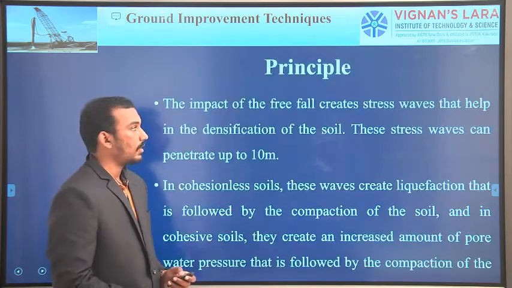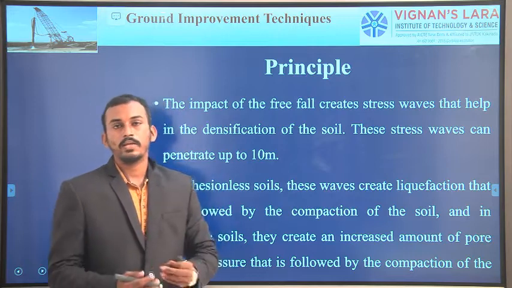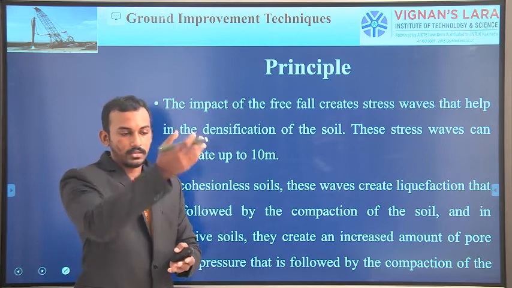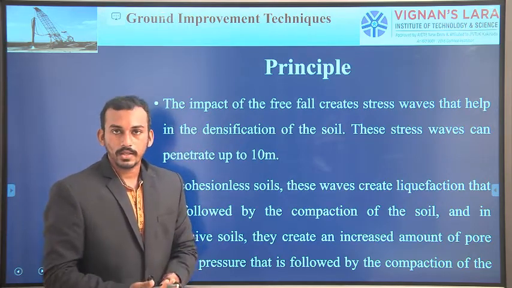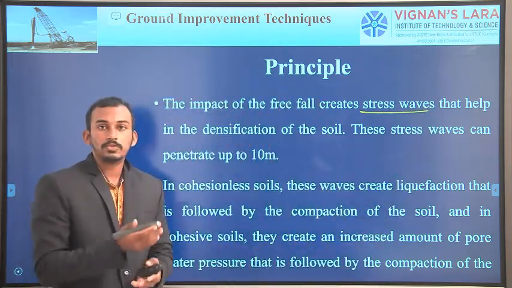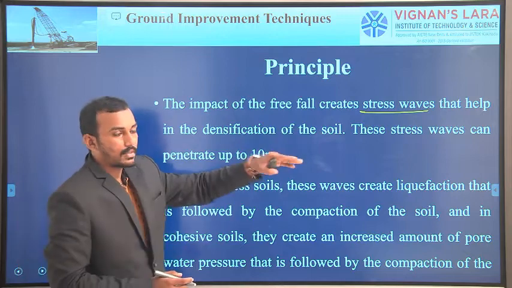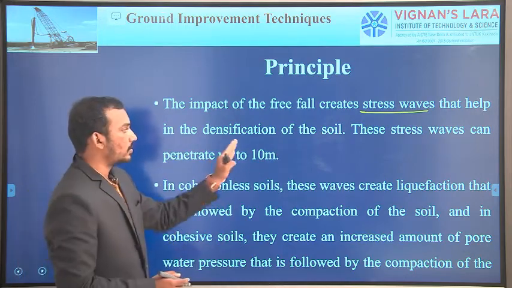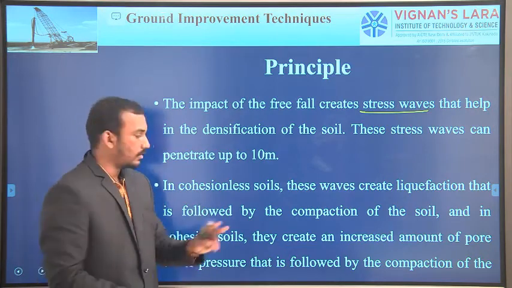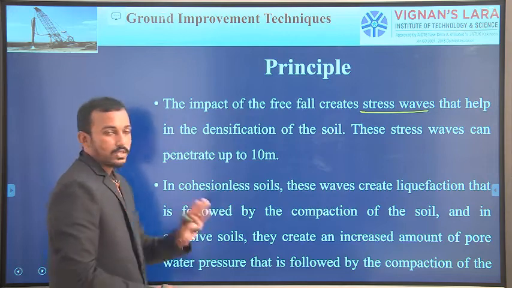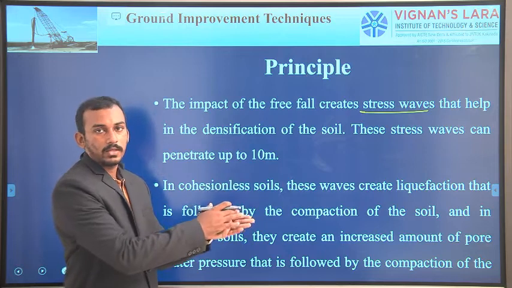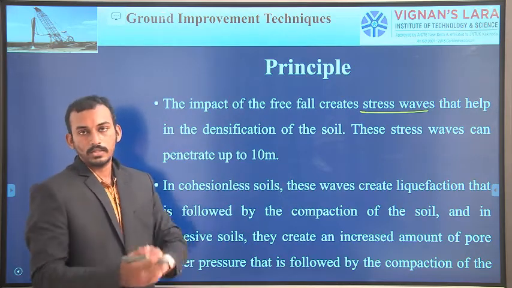Coming to the principle. Principle means working mechanism. The mechanism is very simple. As we drop the tamper from a certain height, it creates stress waves. These stress waves penetrate into the soil and help to densify it. However, the principle is different in cohesionless soils and cohesive soils. In cohesionless soils, densification occurs by one principle. In cohesive soils, the principle is different.